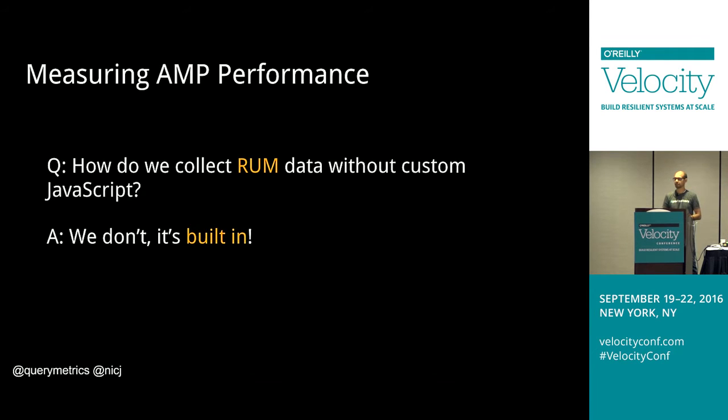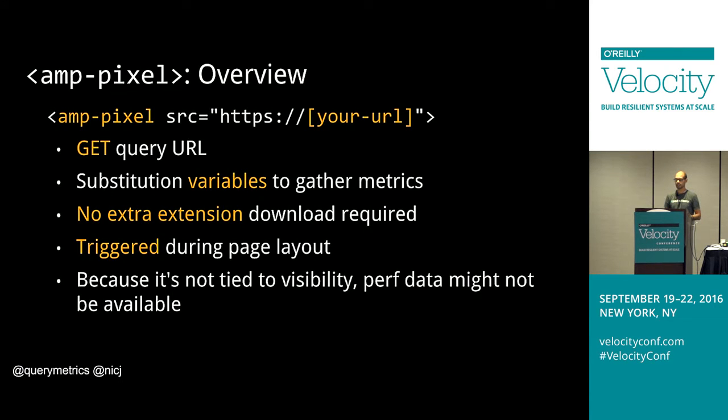Well, we're lucky, it's built into AMP. And there are 3 ways to do this. The first is using an AMP pixel tag. This is like a tracking pixel. You set up the tag with a source that points to a beacon server, and it uses a template system with variable replacement to embed metrics into your query string. There's no extra extension download required for this. AMP pixel is built into the base of AMP. It's triggered during the page layout, but with a very low priority. But it's not tied into the onload event, so perf data that you're looking for might not be available at the time.